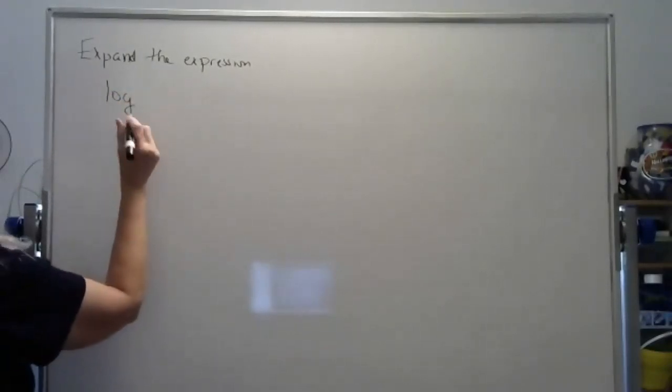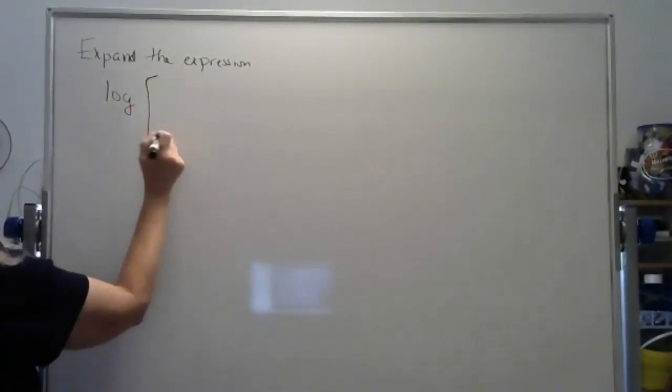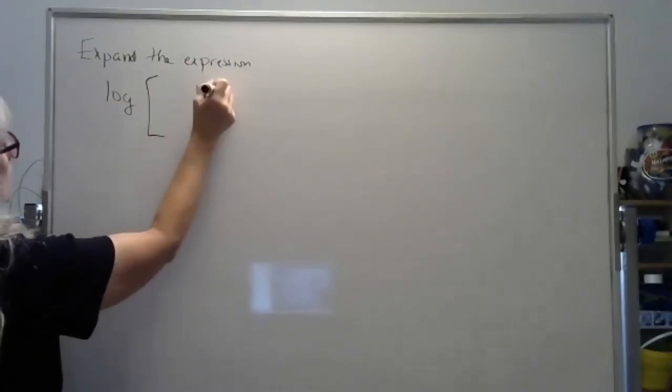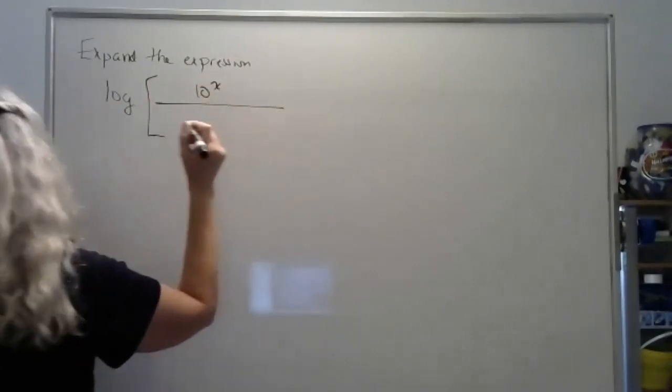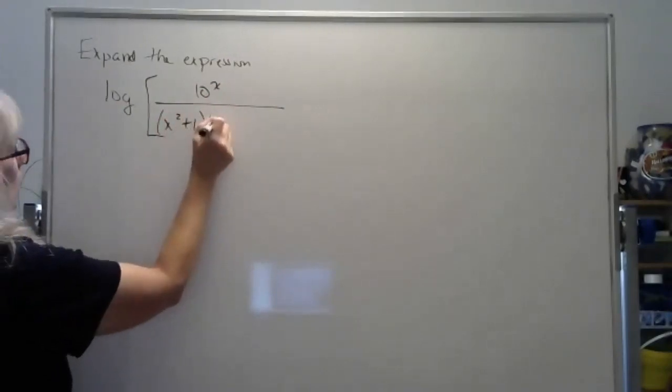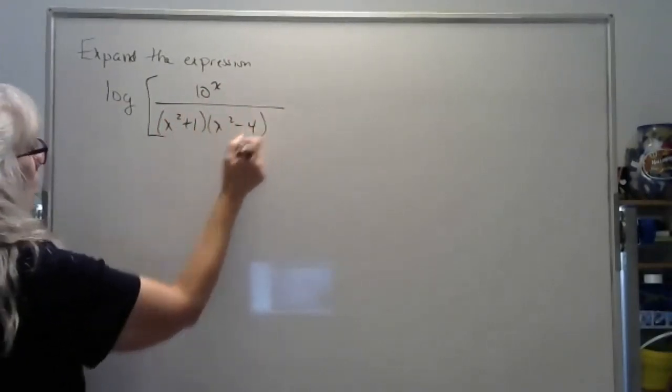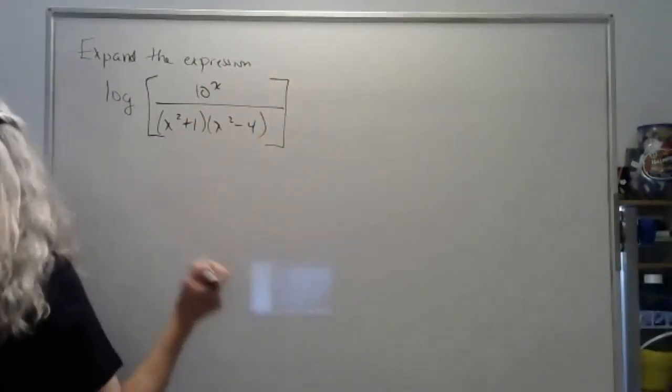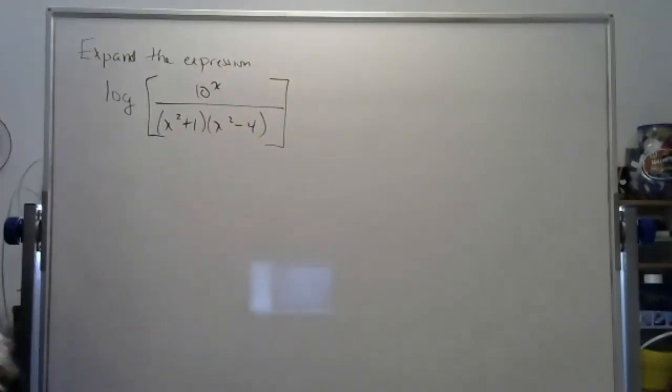How about the log of the quantity, 10 to the x, all over x squared plus 1 times x squared minus 4. Well, that looks ugly. So the log of the quantity, 10 to the x divided by the quantity x squared plus 1 over x squared minus 4. So I've got lots of stuff.